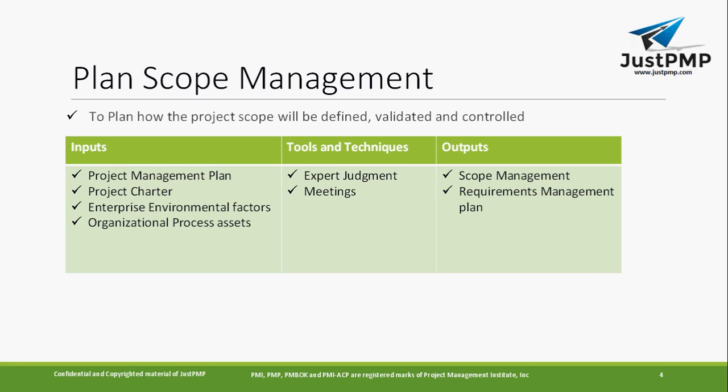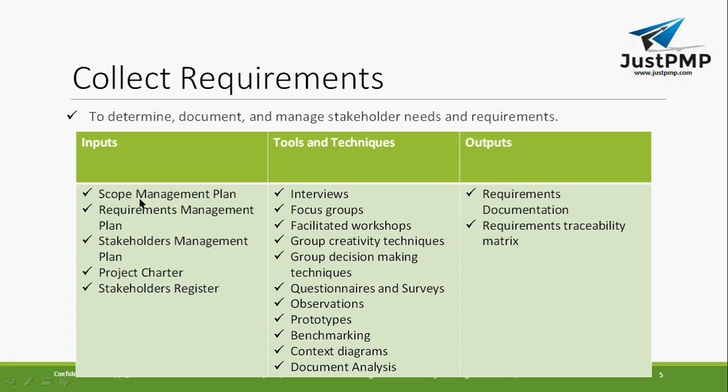Most of the time, the output of a previous process becomes the input of the next process. So the scope management and requirement management plan will become your input to the Collect Requirements process. You will also have a stakeholder management plan. Why is it required? Because it is written here: determine, document and manage the stakeholder needs and requirements. I should know who the stakeholders in my project are, who is going to give the requirements, because from there I will get the requirements.